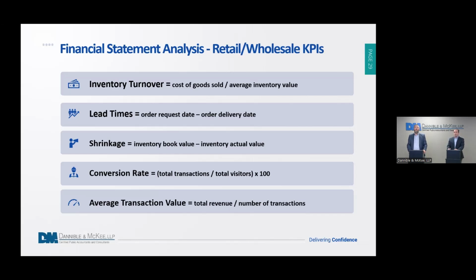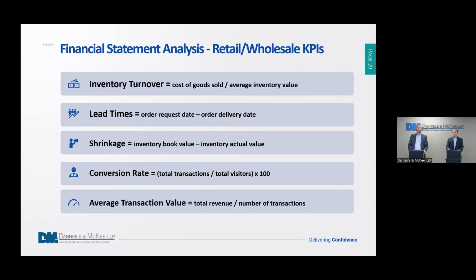So now we're going to transition to KPIs, and we're going to make it a little bit industry focused. We're going to go through retail, construction, manufacturing, and not-for-profit. Because the companies have different accounts, there are different KPIs targeted for each one. So retail, wholesale, inventory is huge for them, right? So inventory turnover, which is your cost of goods sold divided by your inventory value, is a KPI.